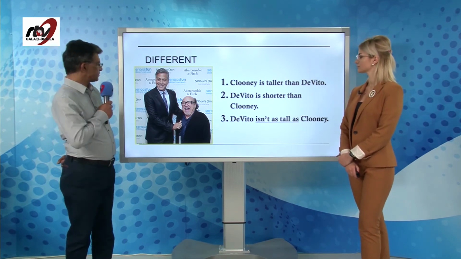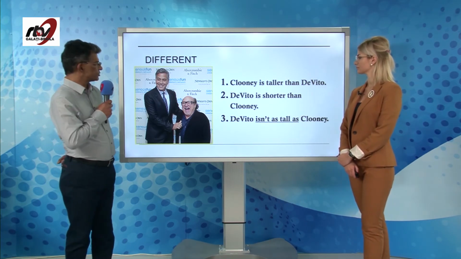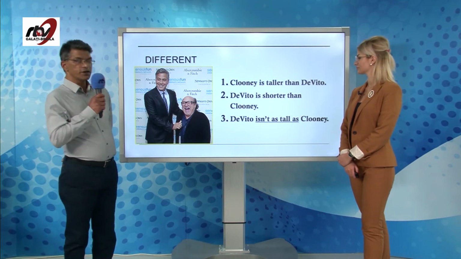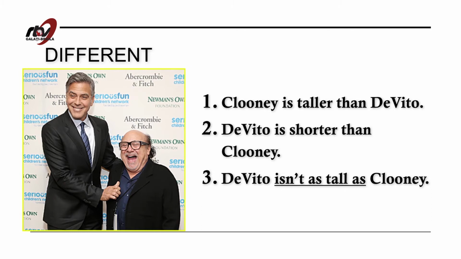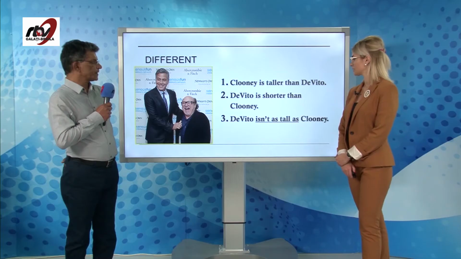Let's take this example. It's an excellent picture. We can see Clooney is taller than DeVito. This can also be said in this manner. DeVito is shorter than Clooney, or DeVito isn't as tall as Clooney.